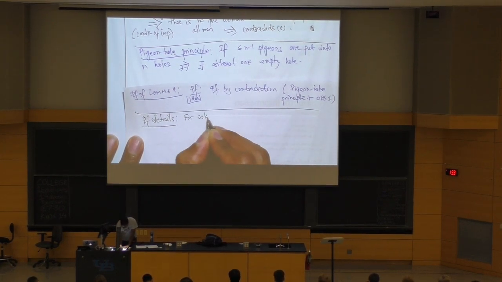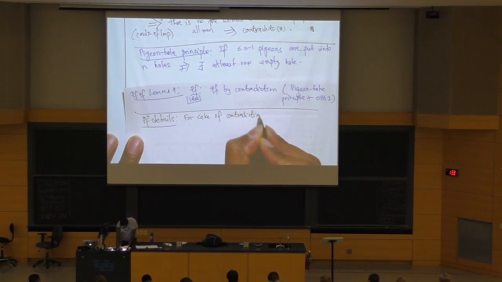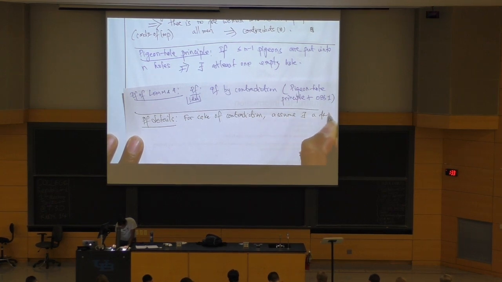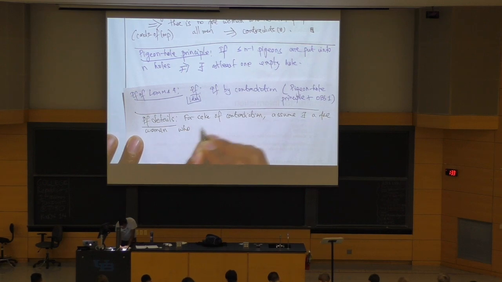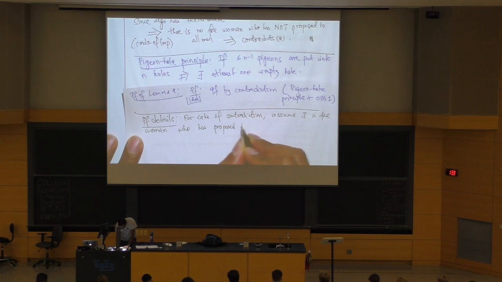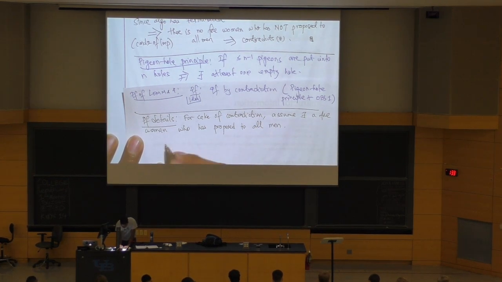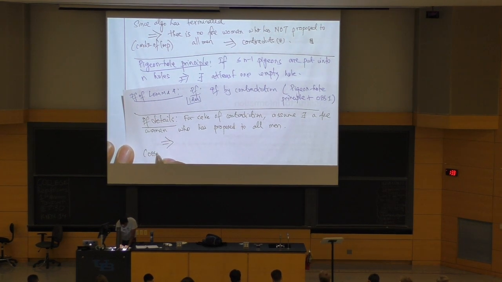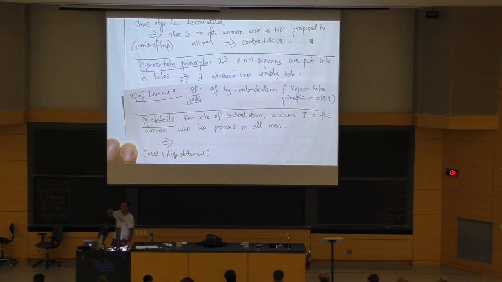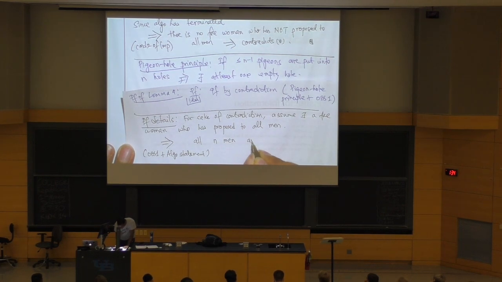So, for the sake of contradiction, assume there exists a free woman who has proposed to all men. Now this implies, by observation 1 plus the way the algorithm is stated, that if a woman has proposed to all men, then when she proposed to the man, either the man was already engaged at that point of time, and that means at the end he will still remain engaged, or he was not, in which case he got engaged to woman W, but then again he remains engaged to the end. So if a woman has proposed to all men, it necessarily follows that all the men are engaged. So this implies all n men are engaged.